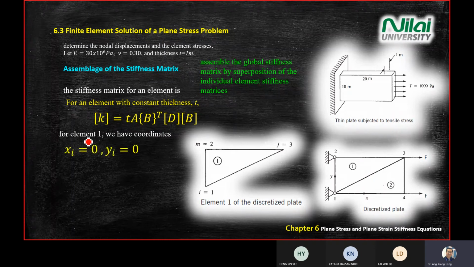Okay, so for element 1, your first point, if you look at the diagram, your axes y and x are stationed at point 1. So for point 1, xi equals 0, yi equals 0. I repeat the same: xj equals 20, yj equals 10. Do you understand why suddenly this point yj here, this is your j point, why this one is 20, 10?